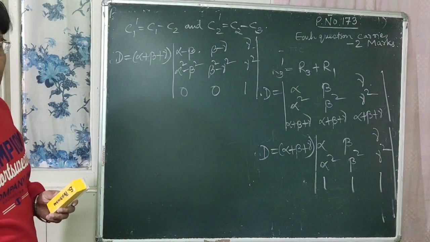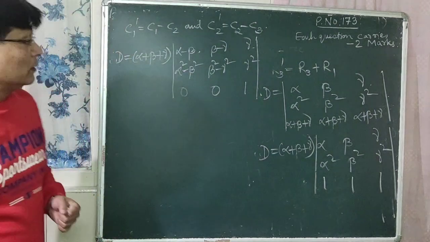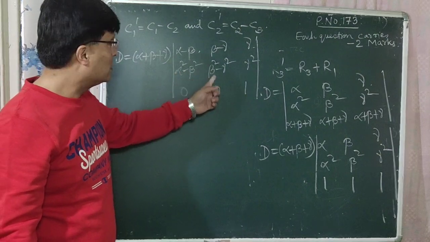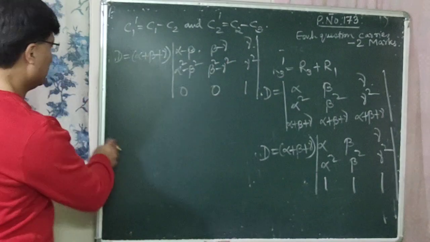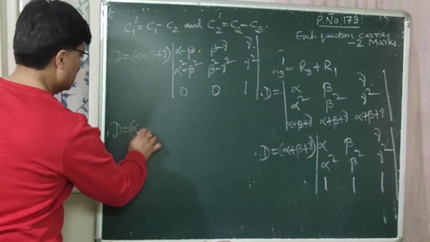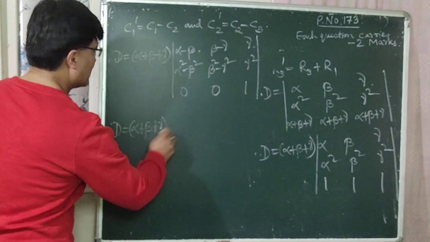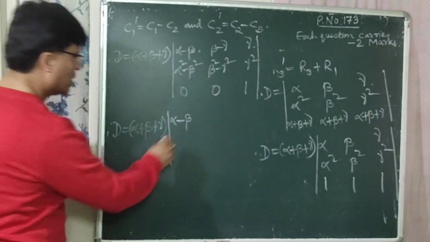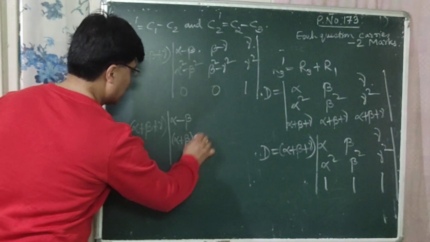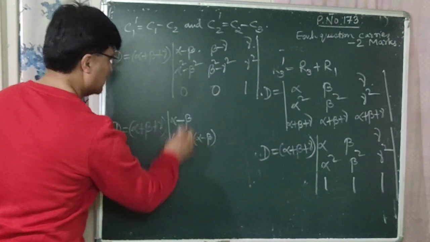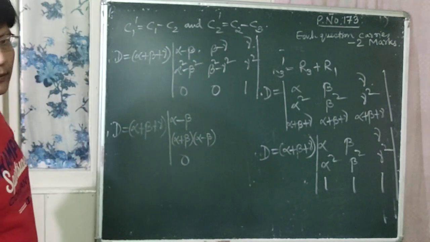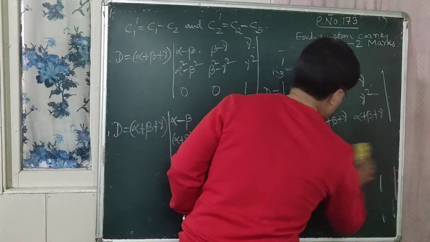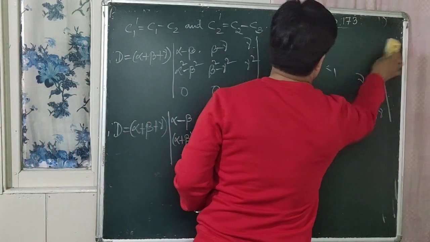Similarly, C2 dash means column 2 is changing, isn't it? So C2 minus C3: beta minus gamma, then beta square minus gamma square, again 1 minus 1 is 0. The maximum two properties can be used in case of a third order determinant. So third column remains as it is. That is gamma, gamma square, and this is 1. Is it clear now?